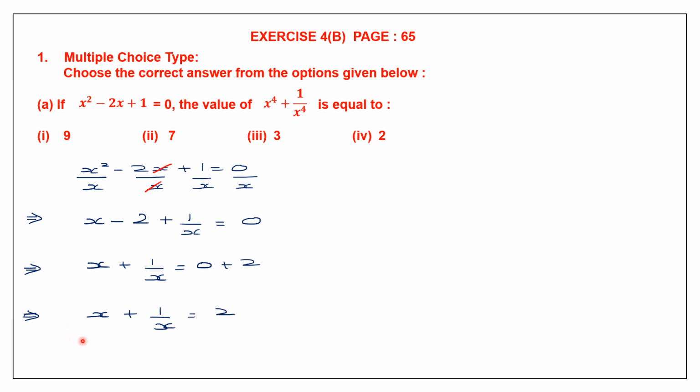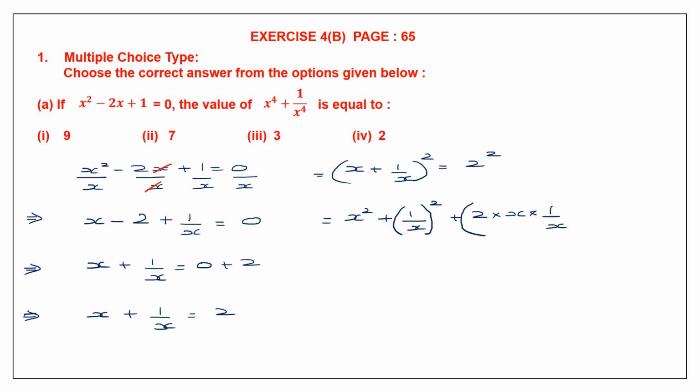Now let's square this. Squaring both sides of the equation. So x plus 1 by x, the whole square, is equal to 2 square. So we are squaring both sides. When we square this, this is in the form of the identity a plus b the whole square, which is a square, which is x square, plus b square, so 1 by x the whole square, plus 2ab. And that will be 2 into a, which is x, into b, which is 1 by x. On the other side we have 2 square, which is 4.